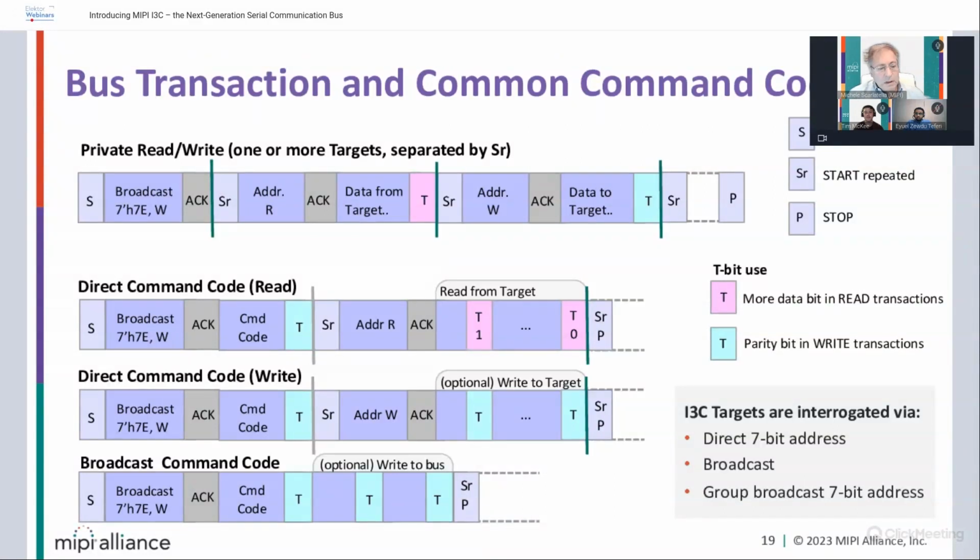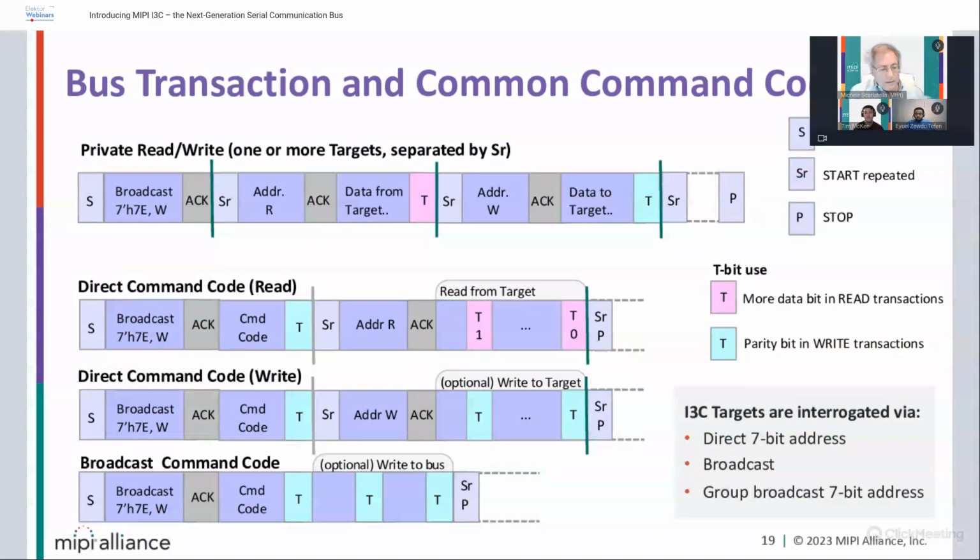By doing repeated starts, for example, you can read from a target, then write some data to the same target or to a different target, and so on. So it's similar to I2C, except for the broadcast and the line modeling.